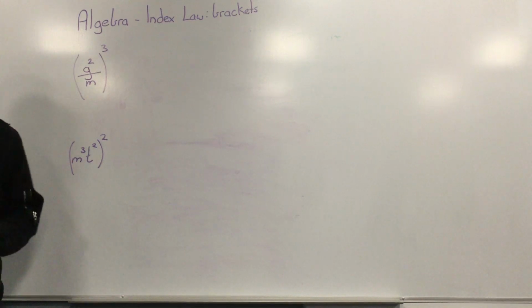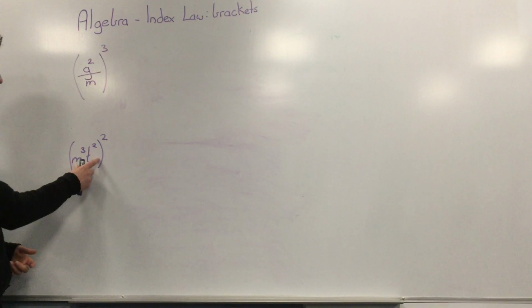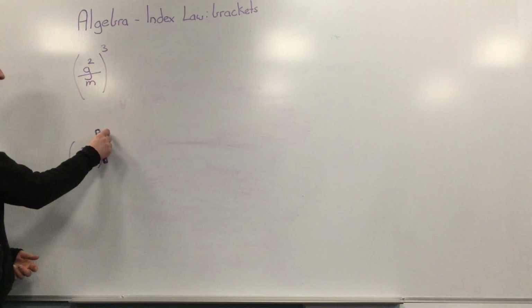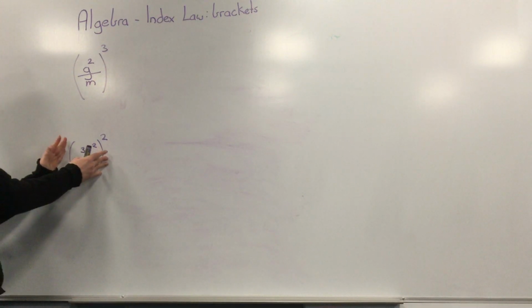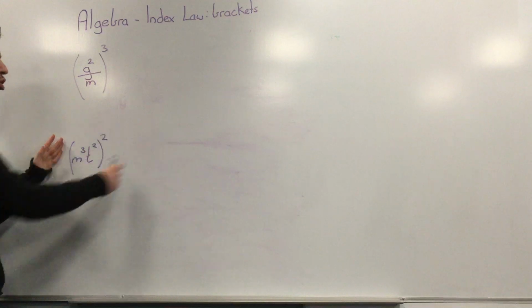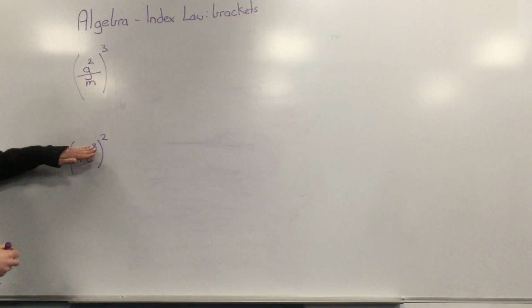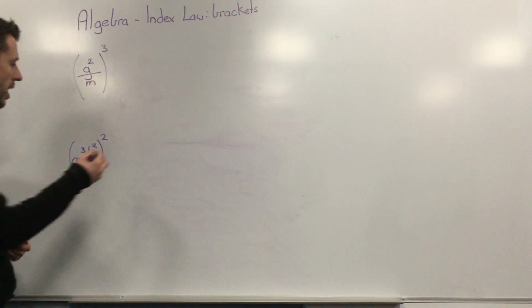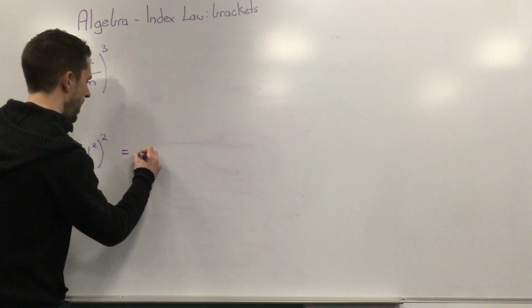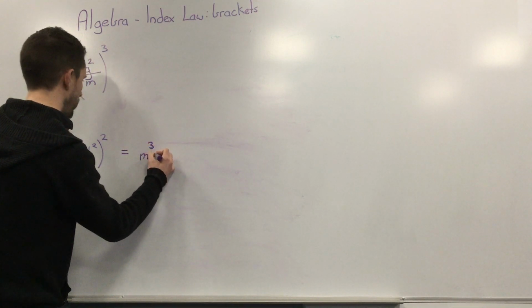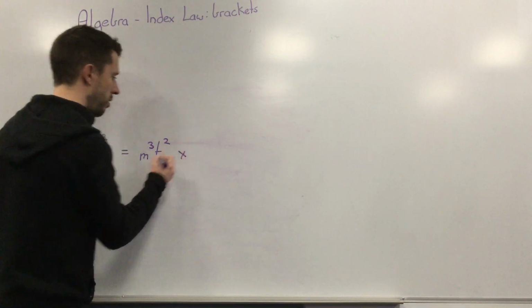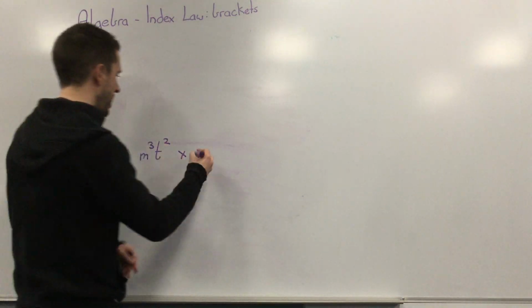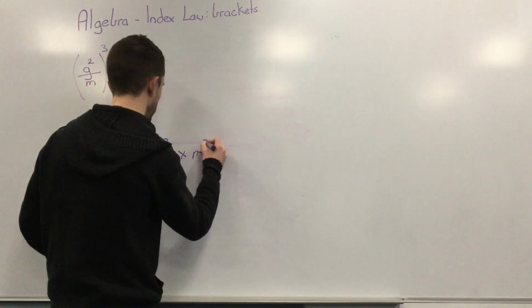The first thing I would ask you to think about is, we've got this inside the brackets and then we've got this squared. So if we think about what brackets mean, it means all this is grouped together and we've got two lots of them. So this multiplied by another lot. So I can write that as m to the power of 3 t to the power of 2 multiplied by m to the power of 3 t to the power of 2, and I'm timesing by exactly the same amount.